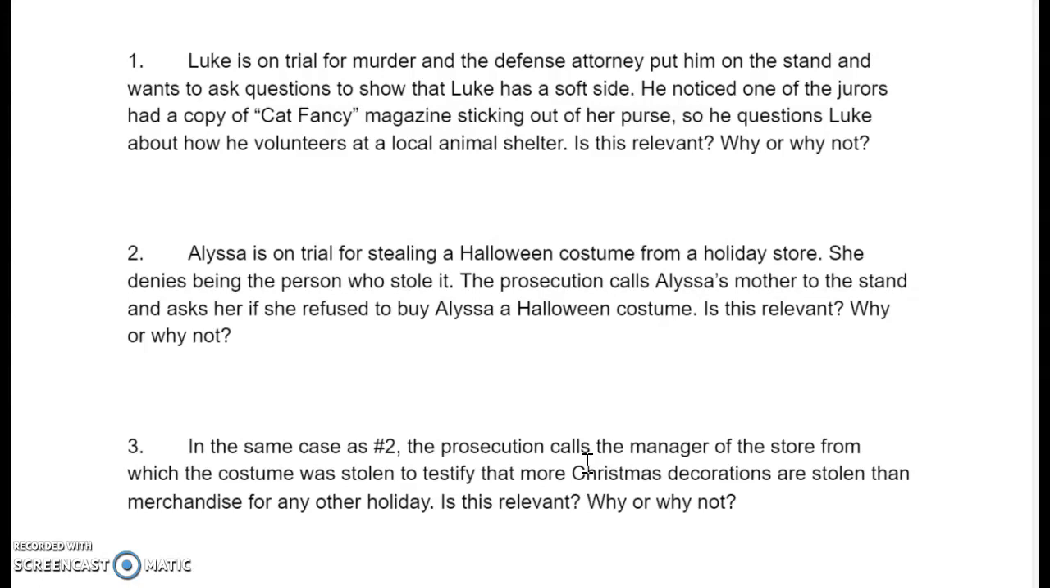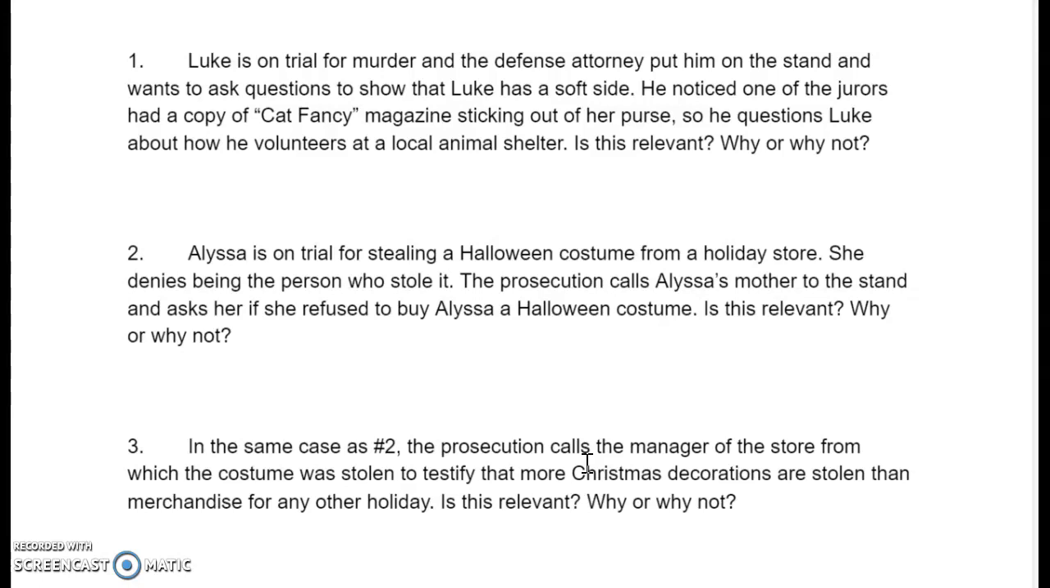All right, number two, Alyssa. Alyssa steals a Halloween costume, and her mother testifies that she refused to buy her one. Is this relevant? And the answer is yes. Why is this relevant? Well, it helps to establish that Alyssa had a motive to steal the costume. It shows that she wanted a costume.